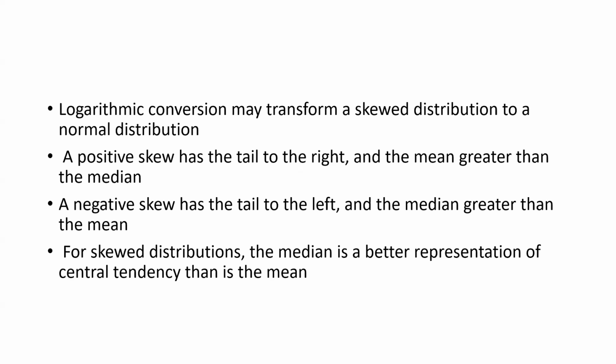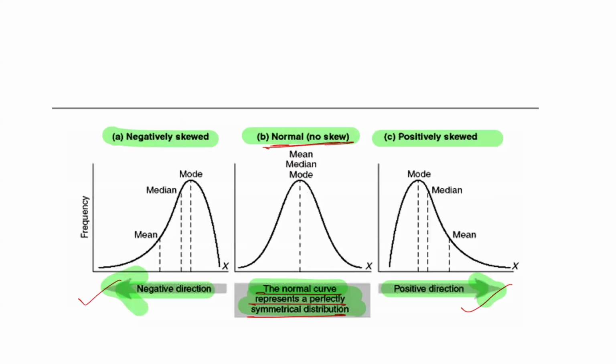Positive skew has a tail to the right and the mean is greater than the median. Negative skew has a tail to the left and the median is greater than the mean. In a skewed distribution, the median is a better representation of the central tendency than the mean. So the first diagram is representative of negatively skewed data. The second diagram is normal, that is no skew. Mean, median, and mode are in the center. The third diagram is representative of positively skewed data, that is in the positive direction.